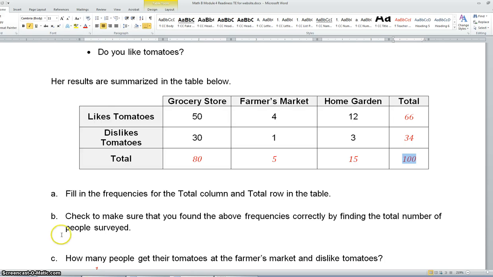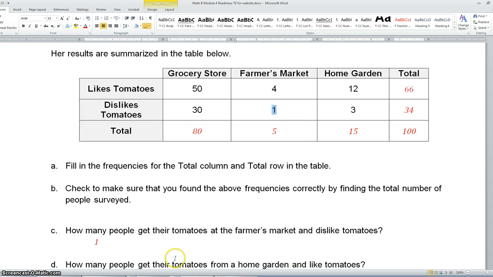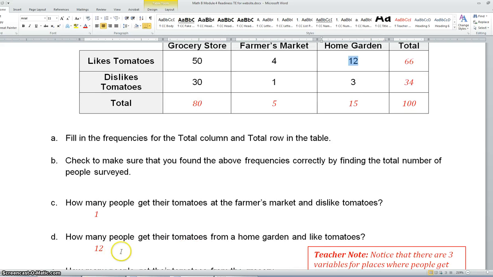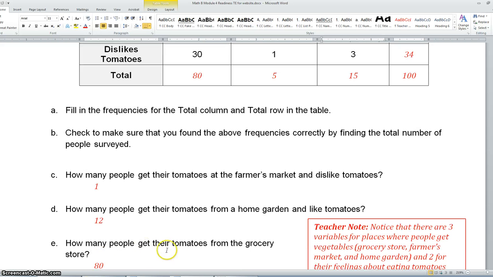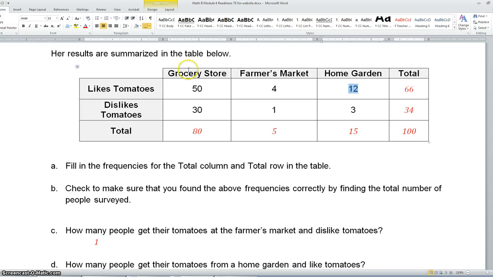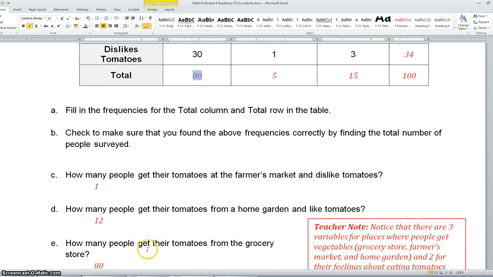Okay, and now how many people get their tomatoes at the farmer's market and dislike tomatoes? So farmer's market and dislike tomatoes is 1 person. How many people get their tomatoes from a home garden and like tomatoes? So we're looking for the home garden that like. This column, this row. So 12 should be the answer to that one, which it is. Okay, next question. How many people get their tomatoes from the grocery store? Not like or dislike. The total number who get to the grocery store is the total in this column. That's why this is 80.